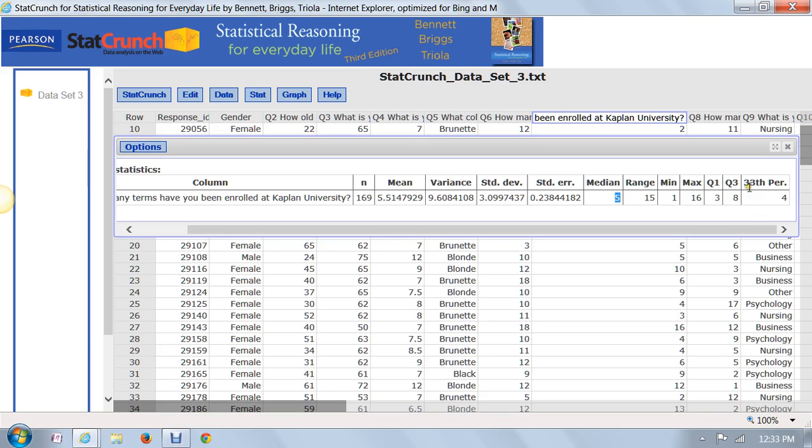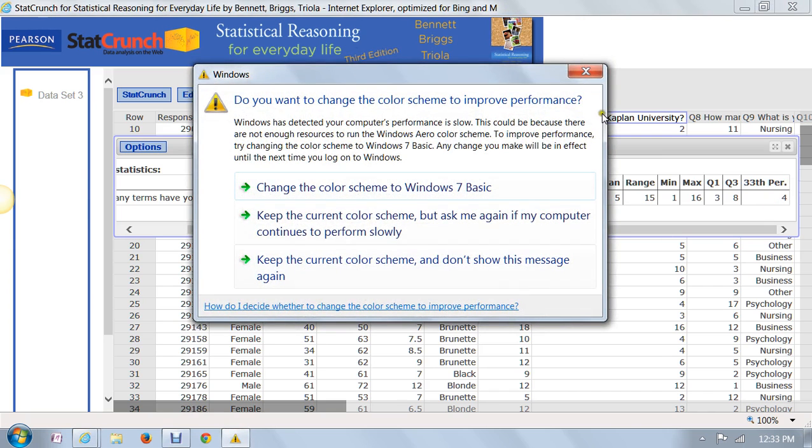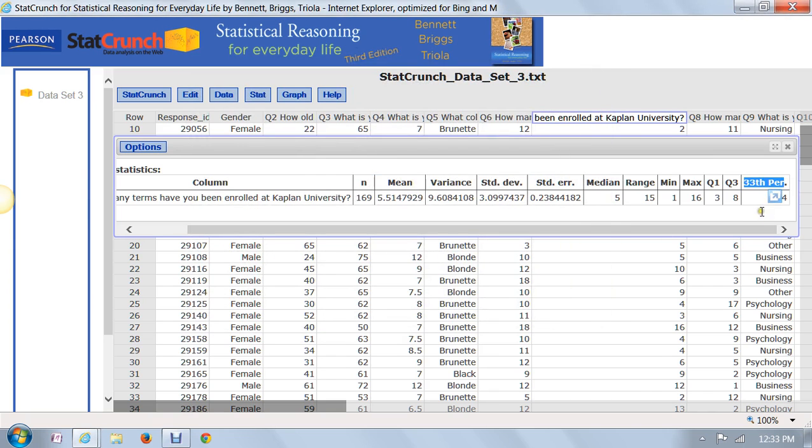Now, you notice I put down the 33rd percentile earlier, just to show you. You can put any percentile you want in there, and it'll tell you what that percentile is. So in other words, 33% of the students said that they've been enrolled for 4 terms or less. So with the percentiles, you always label it as the number or less. Okay, 33rd percent, 25%, 75%, whatever it is.